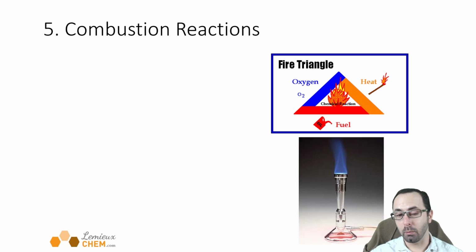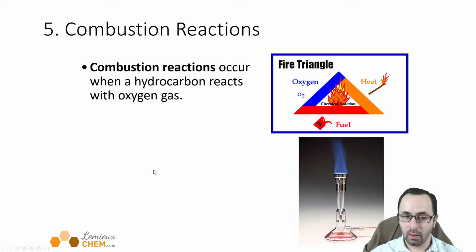The fifth type is a little bit different from the rest. It's combustion. Combustion is a very specific type of reaction. It's a reaction that occurs when a hydrocarbon, which means a molecule that has hydrogen and carbon atoms in it, reacts with oxygen gas. An example of a hydrocarbon would be methane, CH4. That's like natural gas, basically. That's what comes out in the Bunsen burner or your stove, and that reacts with oxygen here.